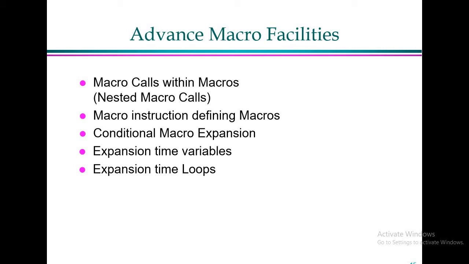There are two types of expansion time variable. One is local variable, that is environmental variable, and second is global variable. And the last point is expansion time loops.